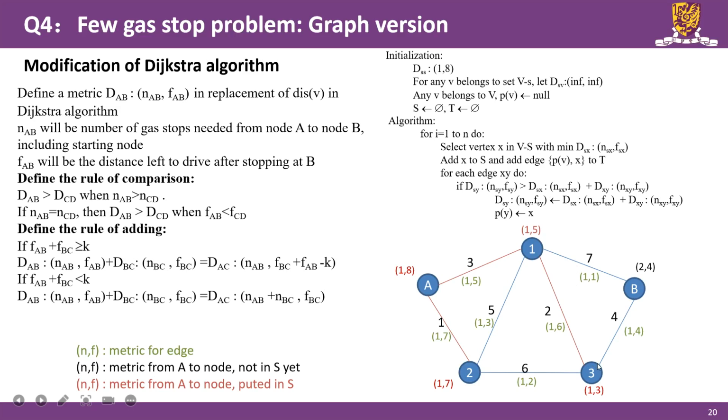easily add the final path of the minimal path tree, between the node 3 and node B, like this. So again, the whole idea of this solution is modification of Dijkstra algorithm, which is to define a new metric DAB in replacement of distance of V in Dijkstra algorithm.